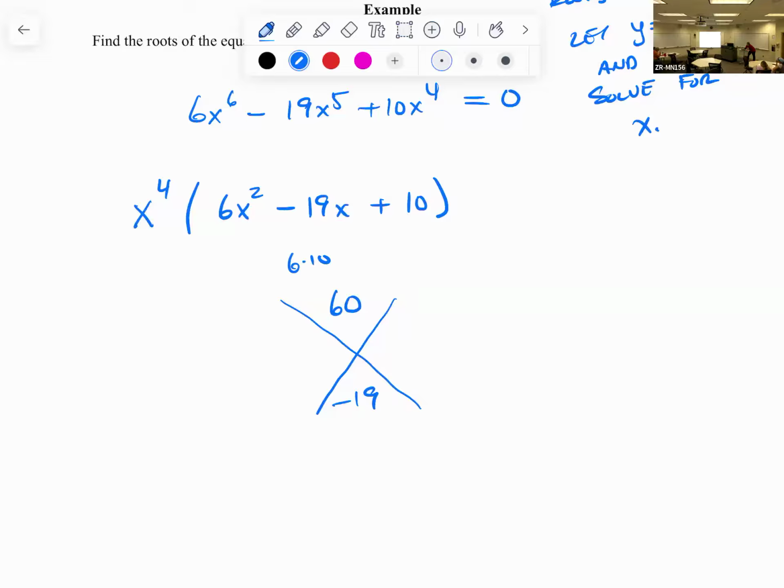Yes. 6 times 10. I'm getting AC. That's why it's called the AC diamond. A term, C term. What multiplies to 60 and sums to -19? Are we getting fast at this? -4, -15. Was everyone with her? Are we getting fast at this?